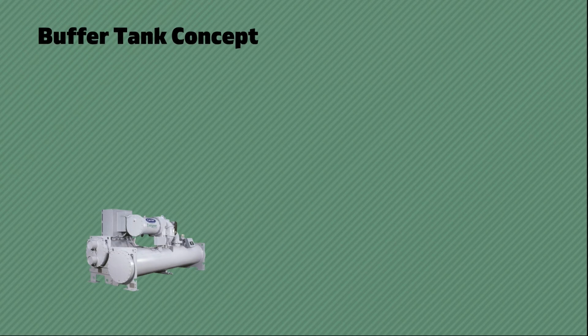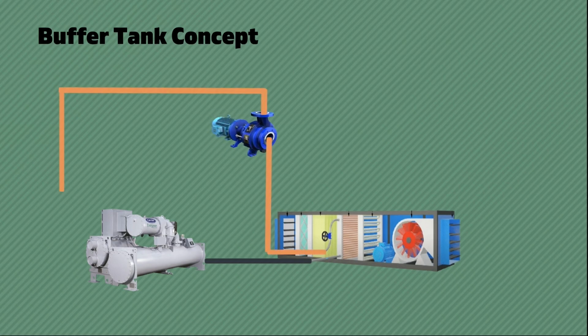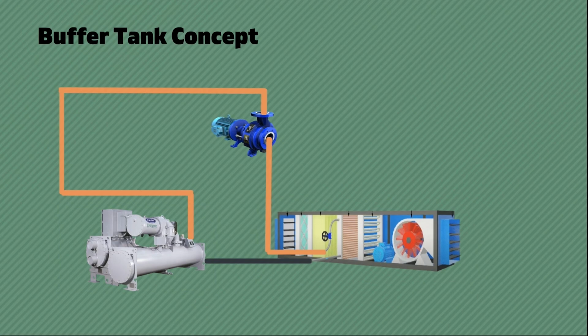Let us try to understand the buffer tank concept. This is basically a chiller, and chilled water is produced in the chiller, which goes to the air handling unit cooling coil through pipe. And after heat pickup, the chilled water will be hot and it will return back to the chiller once again through a set of pumps. Now the number of pumps depends on the project, and the number of chillers and AHUs everything depends on the project. Here we have shown a very simple schematic for better understanding.